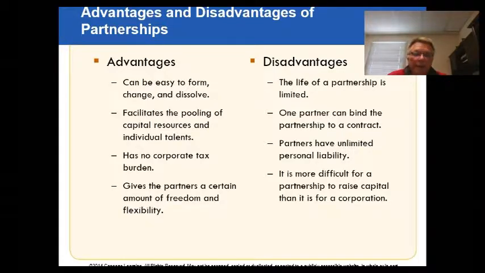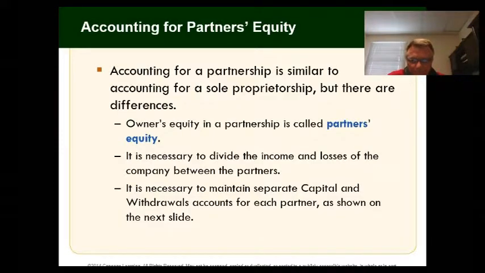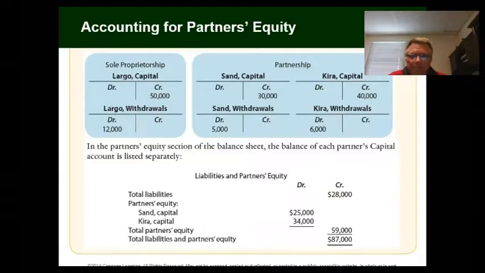You may have to go out and get a line of credit, borrow some money on your own personal wealth and that sort of thing. From an accounting perspective, the owner's equity in a partnership is called partner's equity, not owner's equity. And it's necessary to keep track of the different withdrawals and contributions by each partner. In fact, if you look at our financial statements, I could show you the 4 different partners, what they put in and what they take out. So it's all kept separate.